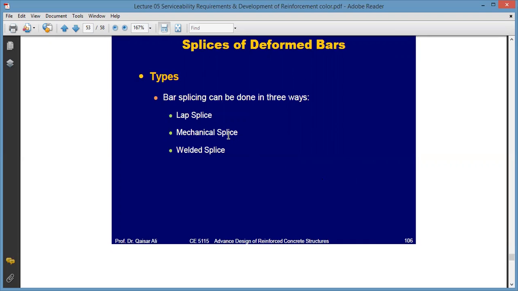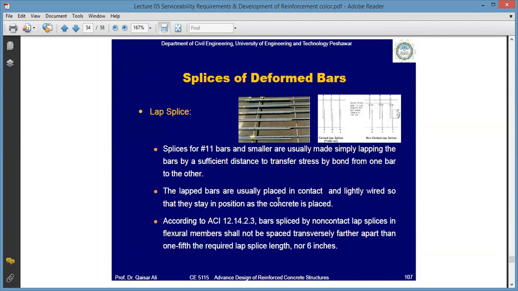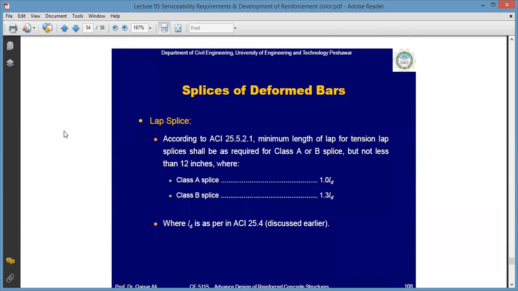Splices can be done in three ways: lap splice, mechanical splice, and welded splice. These are the lap splices, where two bars are extended over one another.